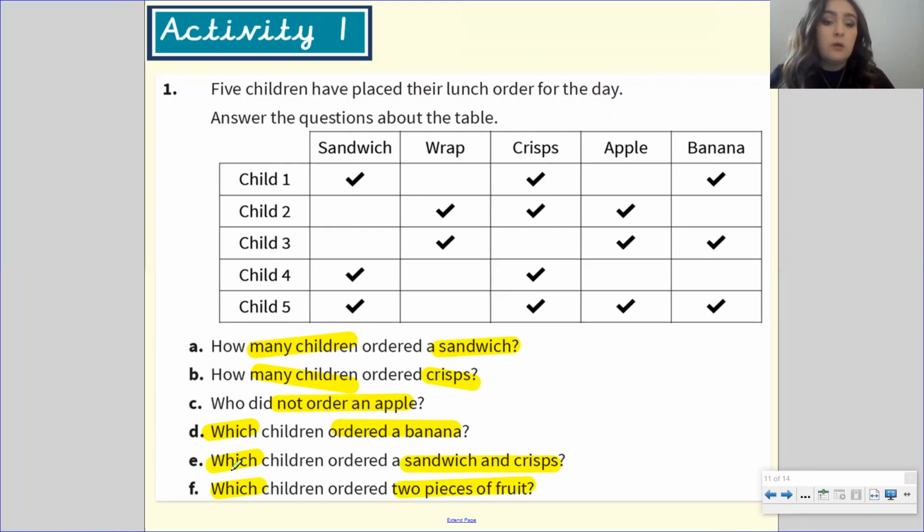So when you see that word which, it means you need to tell me who did. And with C, when it says who did not order an apple, you need to tell me which of these children did not order an apple. Please pause the video here if you are going to complete activity number 1.